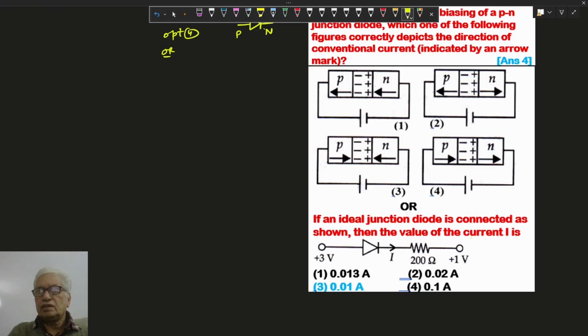For the other part, the current is given by the voltage difference 3 minus 1 upon resistance 100. So this current will be 0.01 ampere. So option 3 is correct.